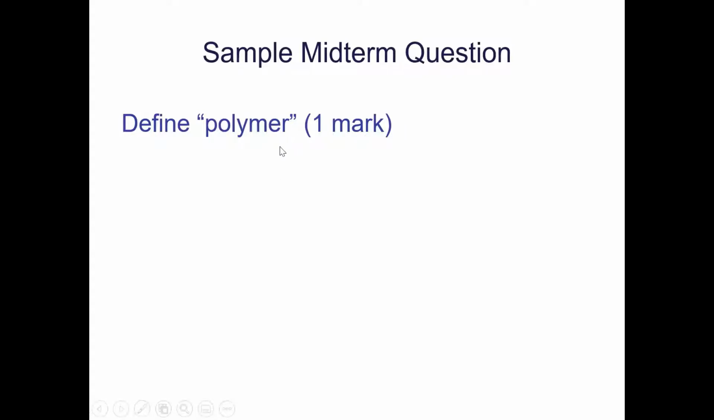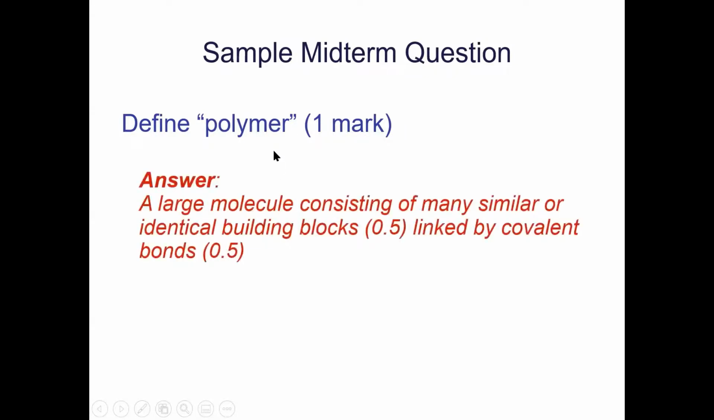Here's an example: define polymer, and here is the definition I got from the textbook. What I'm looking for is not a 1-word answer. I'm not looking for a short answer. The answer does not have to be a complete sentence on my exams, but to get the full mark, it does need to be a complete thought. In this case, I've broken up the definition into 2 parts. You can see a large molecule. I might give you half a point for that, but this other part about consisting of many similar or identical building blocks, that's kind of important, and linked by covalent bonds.